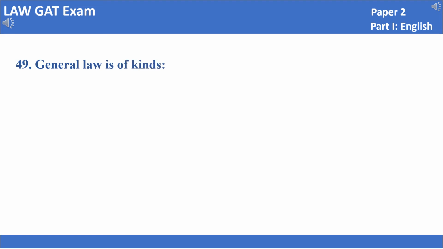How many kinds are there of general law? Is it option A, 5, option B, 3, option C, 2, option D, no one? The correct answer is option C, 2.